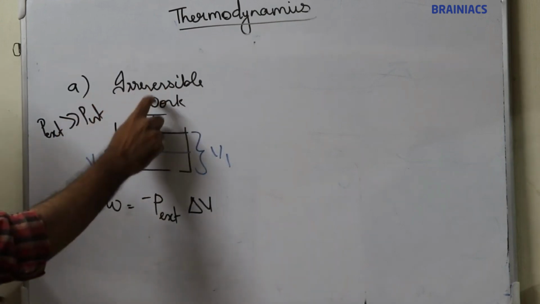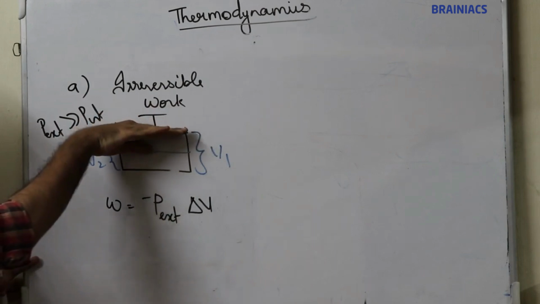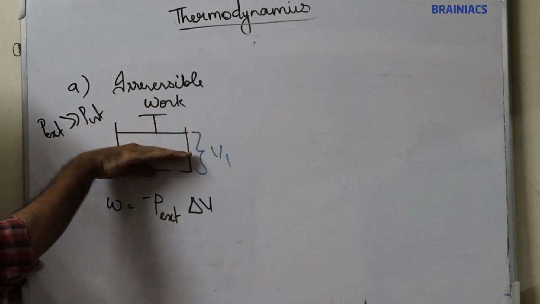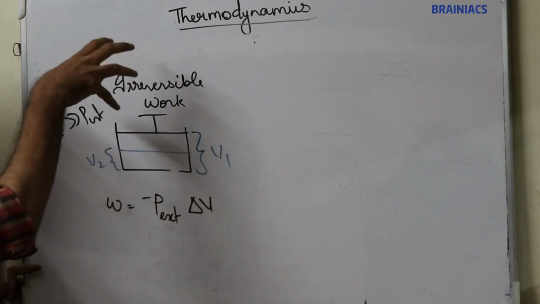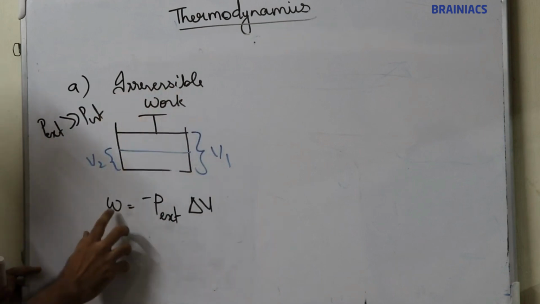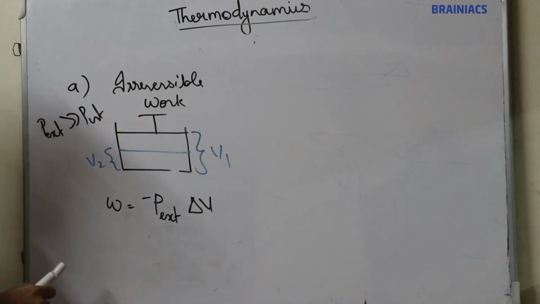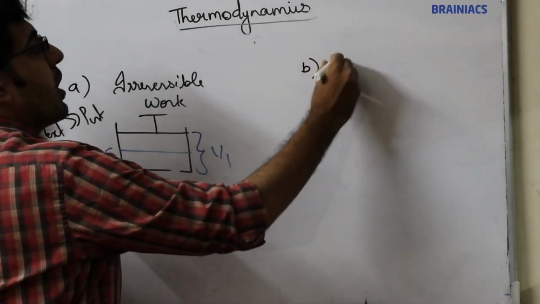So irreversible work means that when external pressure is very much greater than internal pressure, the piston moves from V1 to V2 in a single step, rapidly. So work done during this change is known as irreversible work. Equation: W is equal to minus P external into delta V. Now B, reversible work.